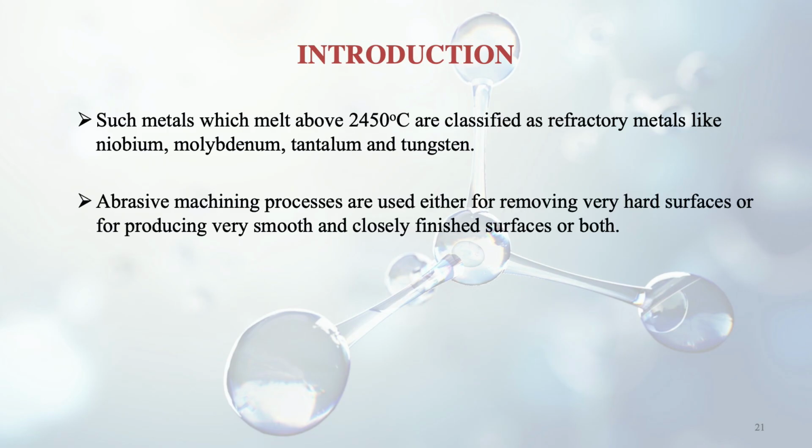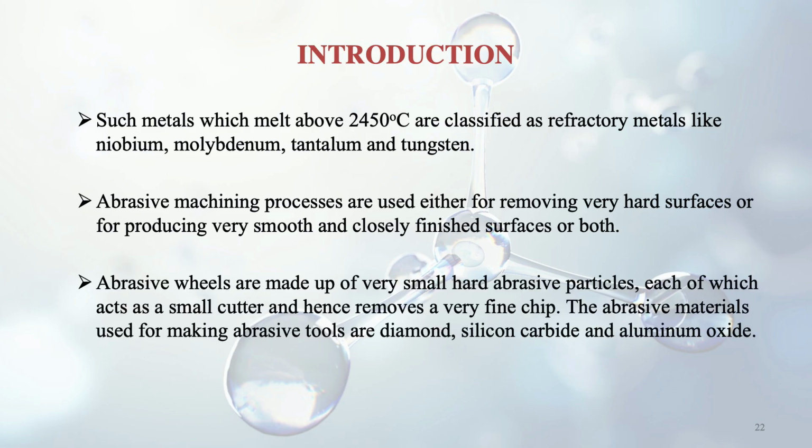Further, we will take up abrasive machining in this unit. These processes are generally used either for removing very hard surfaces or for producing very smooth and closely finished surfaces, or both. Then there are abrasive wheels which are made up of very small hard abrasive particles, and these abrasive particles act as small cutters and remove very fine chips. The abrasive materials used for making abrasive tools are like diamond, silicon carbide and aluminum oxide.